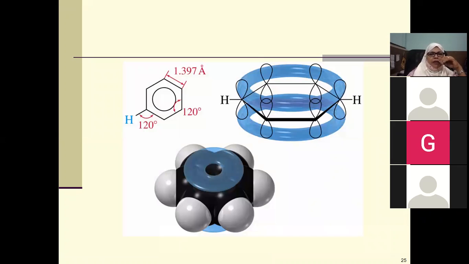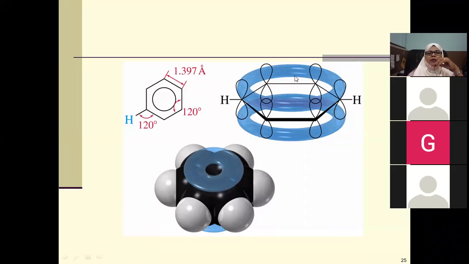So this is the electron cloud. Here you can see the inside carbon-carbon bond angle is 120, and the outside hydrogen-carbon bond angle is also 120. All the benzene ring carbon-carbon bonds are 1.397 angstrom, and the carbon-hydrogen bond is 1.09 angstrom.